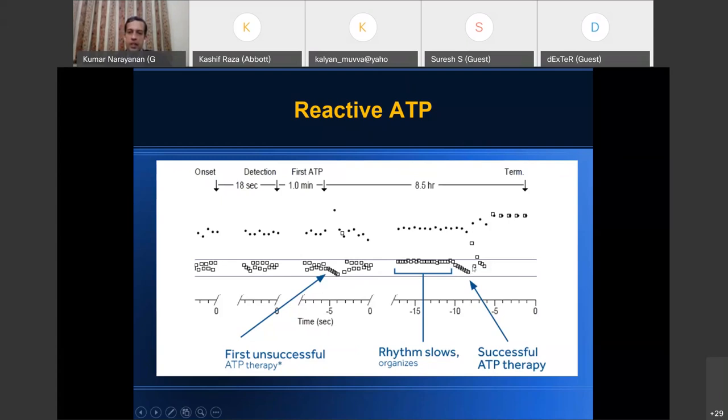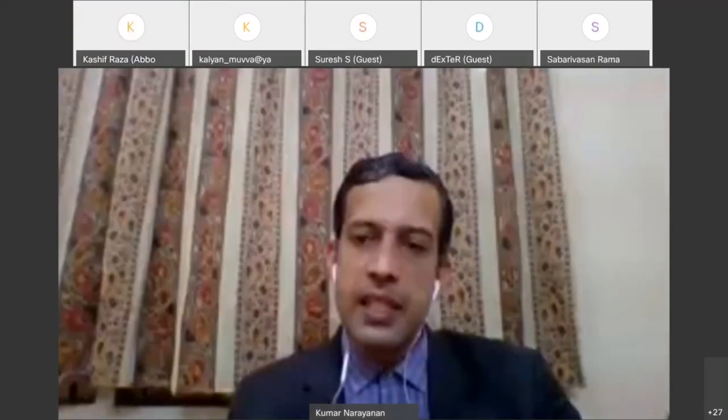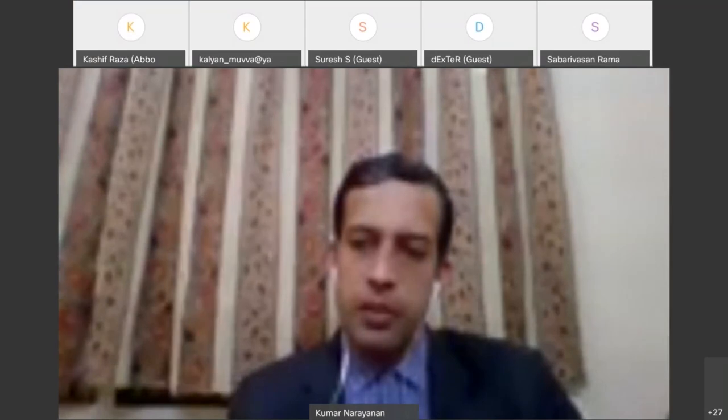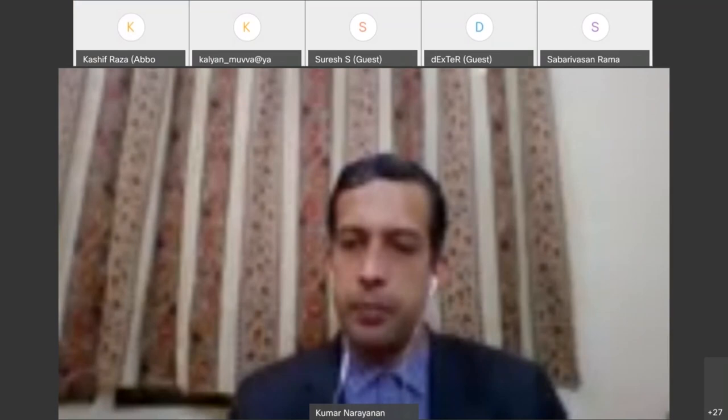And see what happens after that. There are a few ectopics here. And then the atrial rate comes here. Much longer cycle length. So the atrial arrhythmia is terminated by the successful ATP therapy. So the recognition of these takes some understanding, but a lot of devices, especially the tachyarrhythmia devices like the ICDs, will give you interval plots like this, and then you can learn to analyze them.